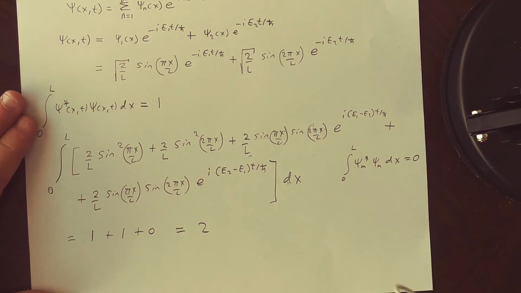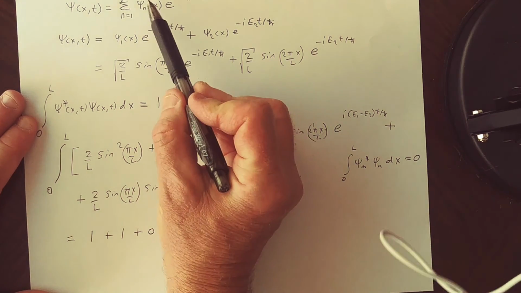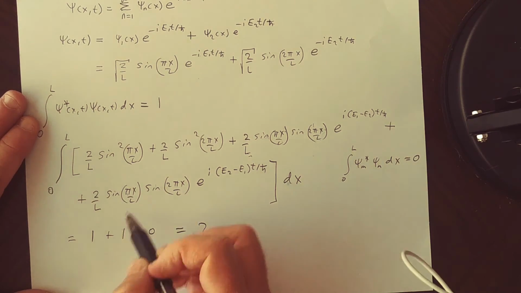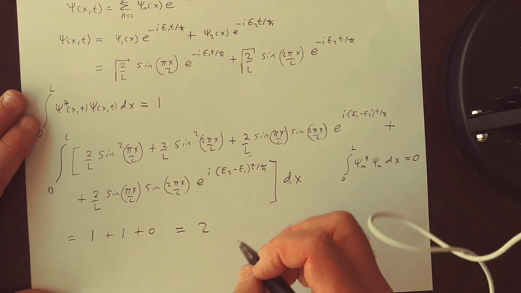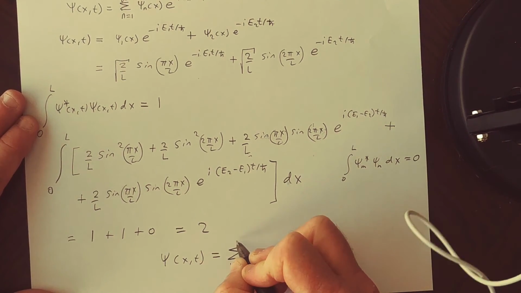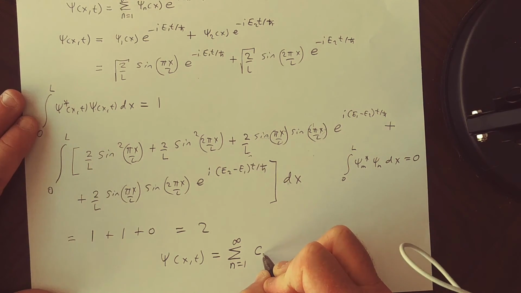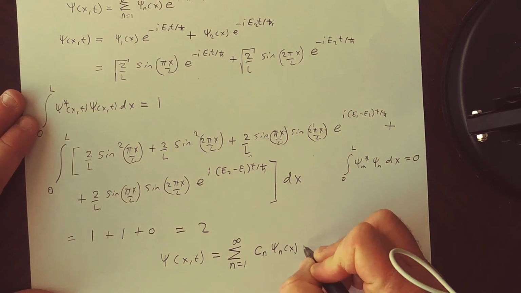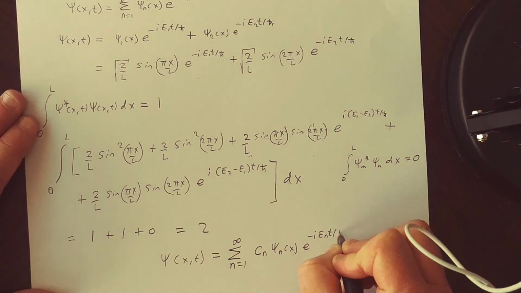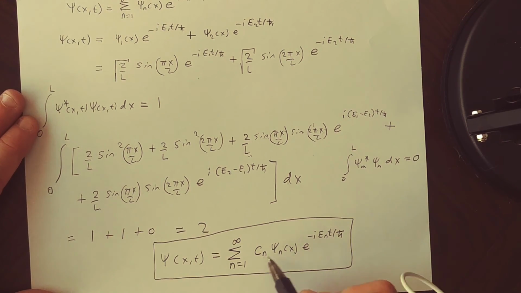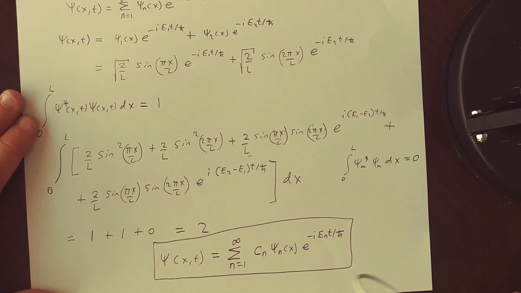And so the idea here is to recognize that if each individual psi n of x, e to the minus i E n t over h bar is normalized, then we have to weigh these wave-like solutions. Our more general solution has to require a weight for each wave, so we need an additional number. This could be a complex number, times psi n of x, e to the minus i E n t over h bar. So this is the solution that we're looking for, and we can understand this as a weighted sum of waves or wave-like objects.